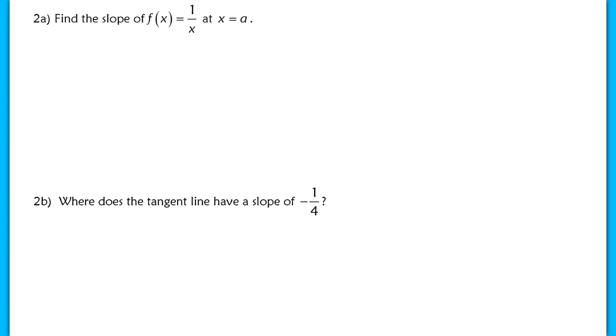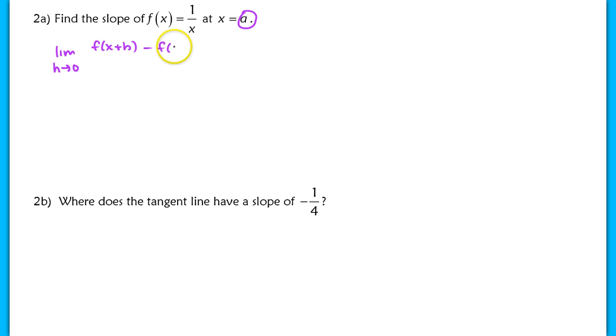Question 2a is pretty similar to question 1a. I just want to get some more practice, and this is a little bit different looking function as well, so it's a little bit different with the algebra here. But we want to find the slope of a function at a specific value of x, in this case at a. So we want to take the limit as h approaches 0 of our difference quotient. I'm just going to write that difference quotient like we normally would, and then I will evaluate it when x is equal to a.